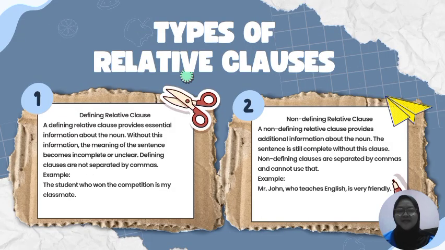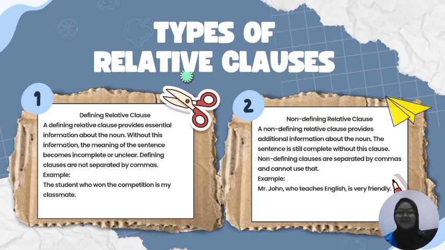There are two main types of relative clauses. The first is defining relative clause. A defining relative clause gives us essential information about a noun. Without this information, the sentence would be incomplete or unclear. This type doesn't use commas. For example, the student who won the competition is my classmate. Here, the clause who won the competition tells us exactly which student we are talking about.